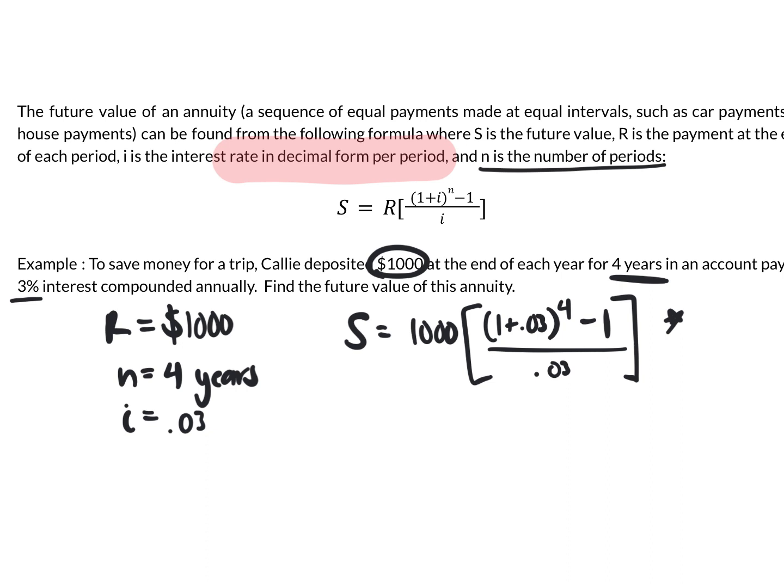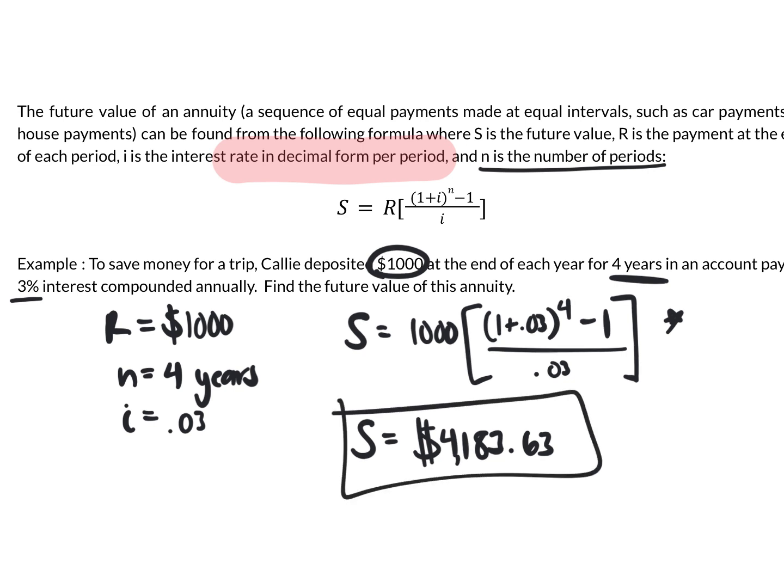Now, on a quiz or a test, I would like to at least see this formula, because if you plug it in the calculator and you get the wrong answer, I can't give you partial credit. But if you at least show this work and then plug it in the calculator wrong, I can give you some partial credit. But I would suggest using your alpha y equals on your calculator to plug this in and just plug it all in at the same time. But we should end up with a total of $4,183.63 would be your answer of the future annuity for this problem.